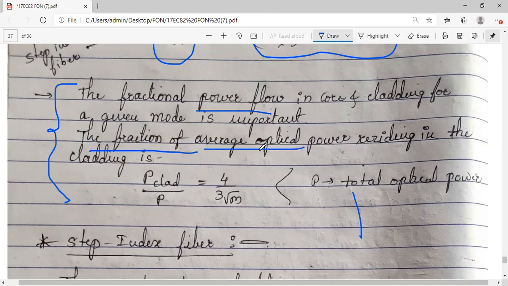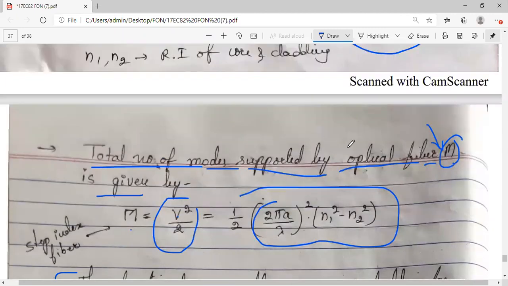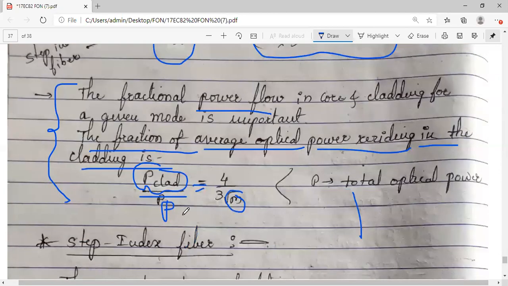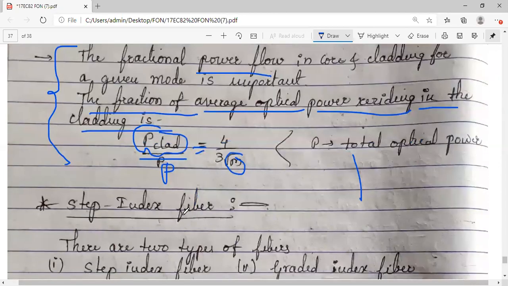So whatever fractional amount of power is residing in the cladding, how we can get it is: power in the cladding divided by the total optical power P is equal to 4 by 3 root M, where capital M is the total number of modes supported by an optical fiber. So these are some mathematical formulae I have given you in this concept of cylindrical fiber.